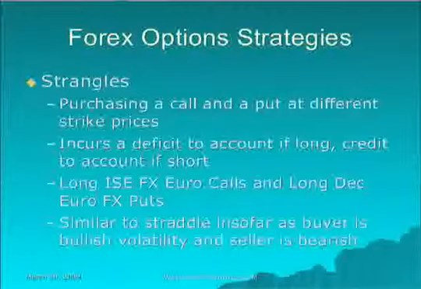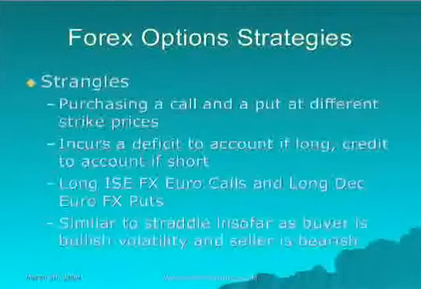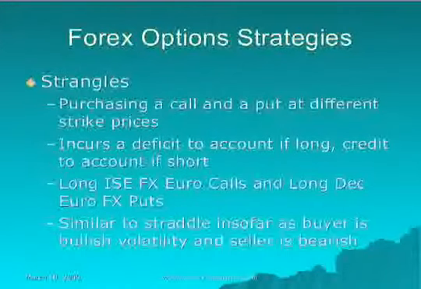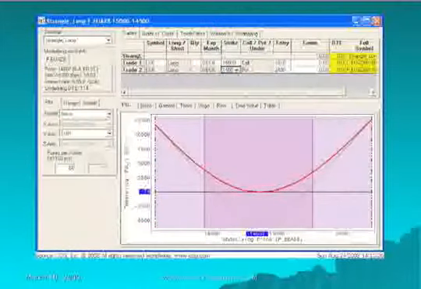Strangles, just going over the metrics behind that as well. Purchasing a call and a put at different strike prices. It incurs a deficit to the account if long, and a credit to the account if short. In this case, we're long the ISE FX Euro calls and long the ISE FX Euro puts, similar to a straddle insofar as the buyer's bullish volatility and the seller's bearish. But it's spanned out just a little bit more, and that's what you see right there. If you look at the bottom component here, you'll see that this serves as the anvil, if you will, upside down or inside out.